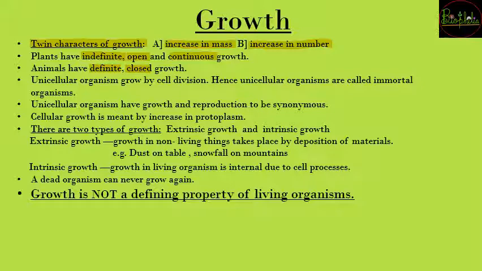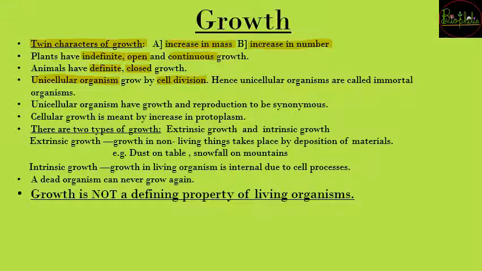Closed growth means that after a certain period of time, the animals show less or no growth in certain areas; that is nothing but closed growth. Now that we have covered plants and animals, let's understand unicellular organisms. A unicellular organism is a single cell, so it grows with the help of cell division.